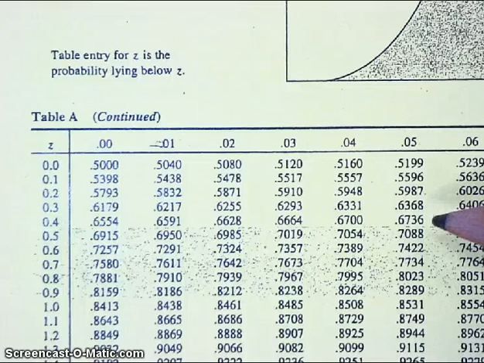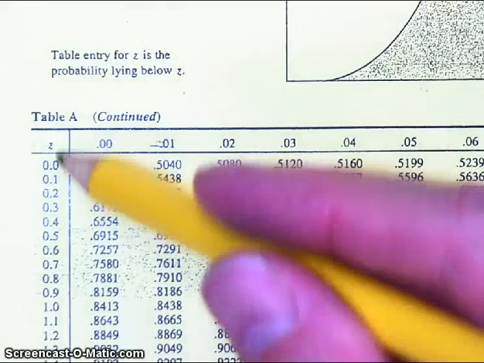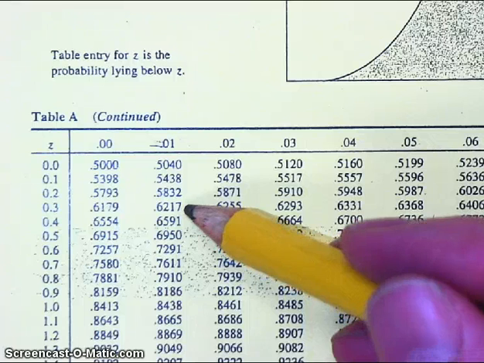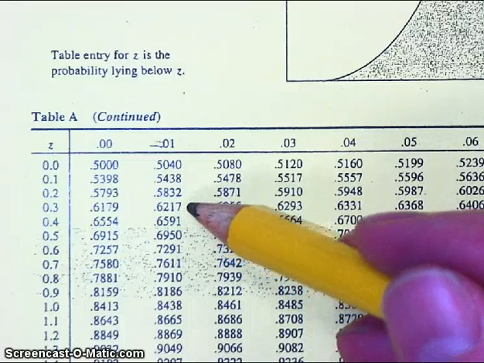This table will only give you 4 decimal places. So it's not as precise as the calculator might be, but in most cases, this is good enough. If you want to find the area to the right of 0.31, you can go to your 0.3 row and go over to your 0.01 column, and you see 0.6217.